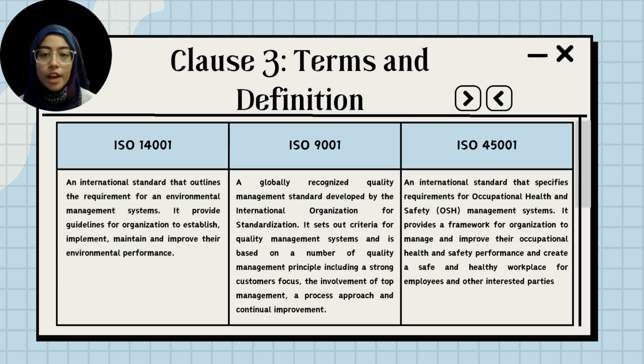For the definition of ISO 45001, it is an international standard that specifies requirements for an occupational health and safety management system. It provides a framework for organizations to manage and improve their occupational health and safety performance and create a safe and healthy workplace for employees and other interested parties.